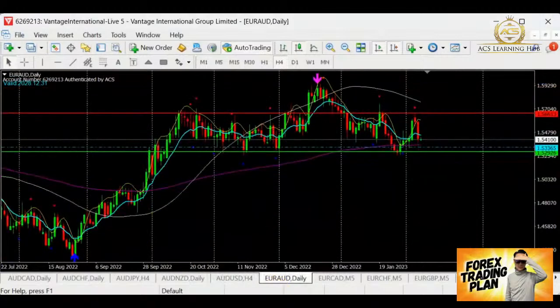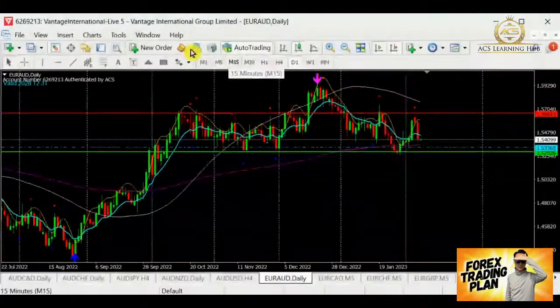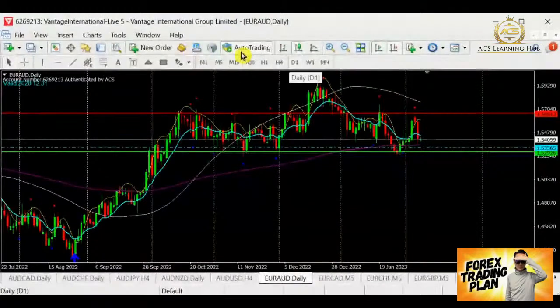Next to go, Euro Aussie. For Euro Aussie, tentatively, we are now into a transition of the pair, which is good.